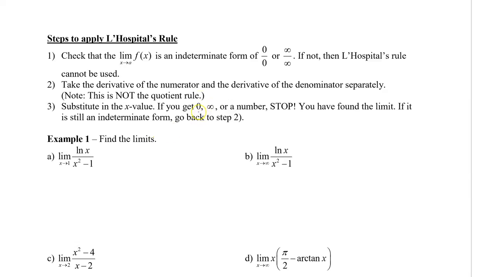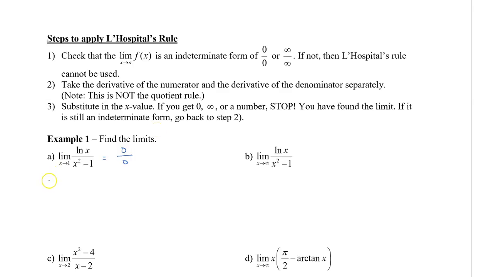Okay, so remember, if you get 0, infinity, or a number, you stop, you found the limit. So let's take a look at this first example, going through these steps. Let's first check to see if we get one of these indeterminate forms. This is actually an example from above. We know that ln, or the natural log of 1, is 0, and 1 squared minus 1 is also 0. So we have the 0 over 0 indeterminate form.